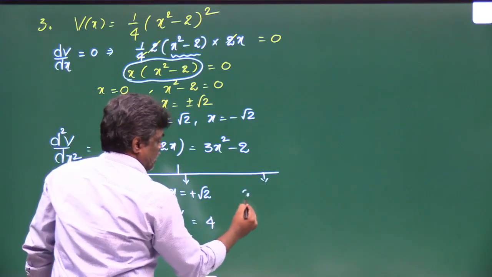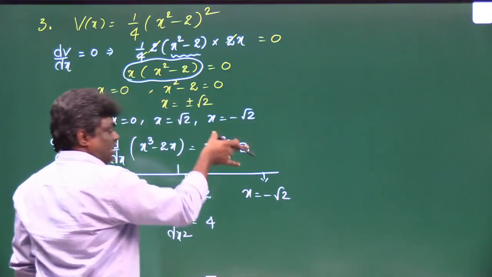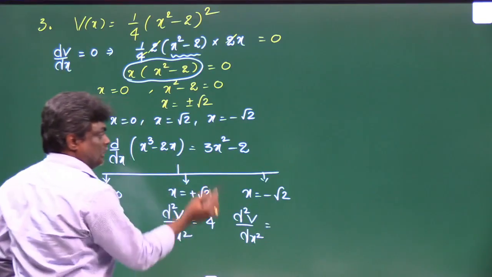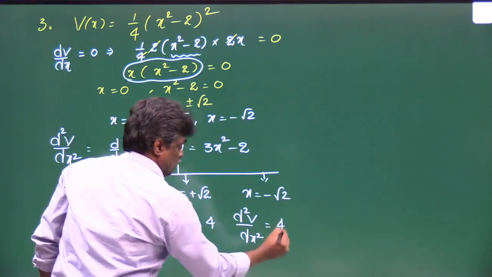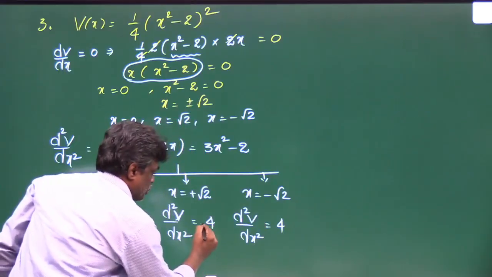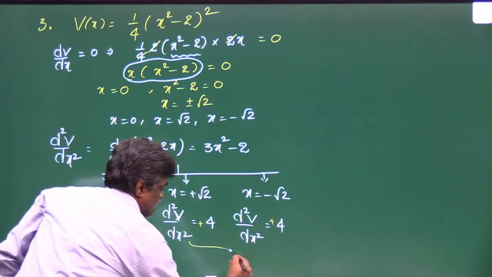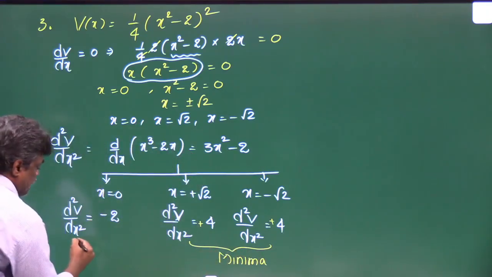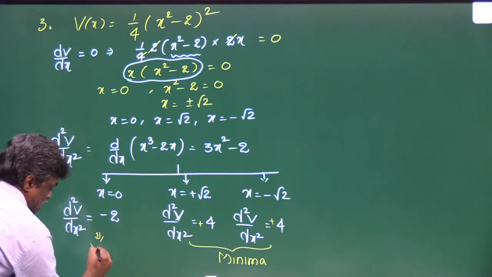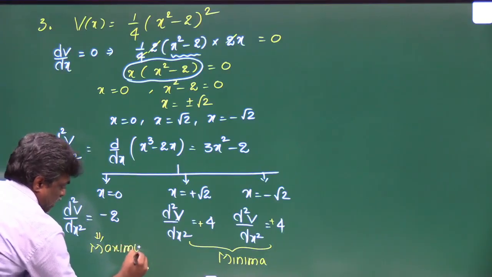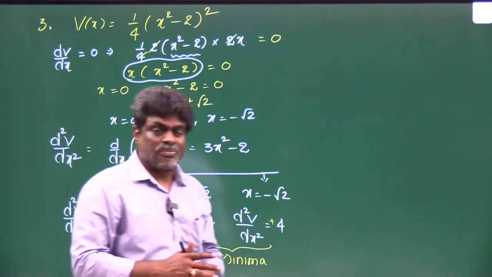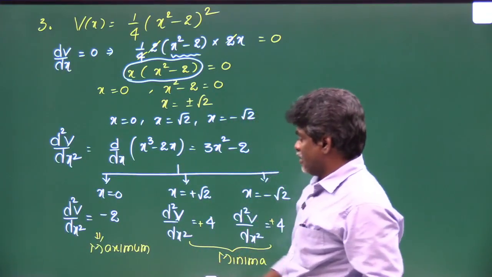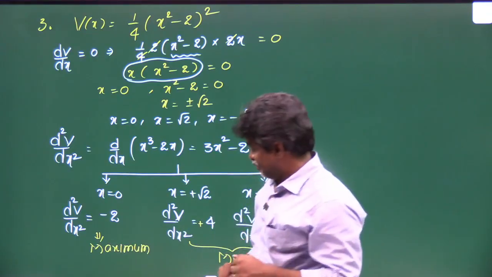And similarly x equal to minus root 2, if you take it and substitute, the second derivative d square v by dx square is also 4. So here this is positive and this is also positive, so we can say these two are minimum. And here it is negative, that's why this is a maximum. So the function is having three extremum values. Extremum means either minima or maxima, and two are minima and one is a maxima. That's it.